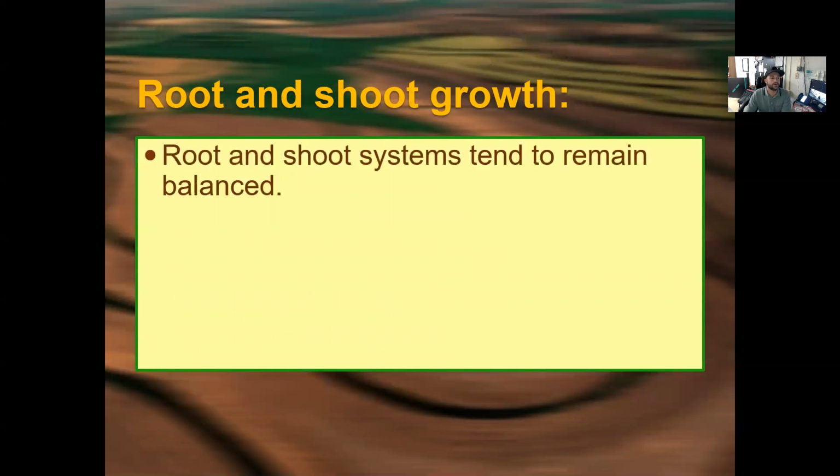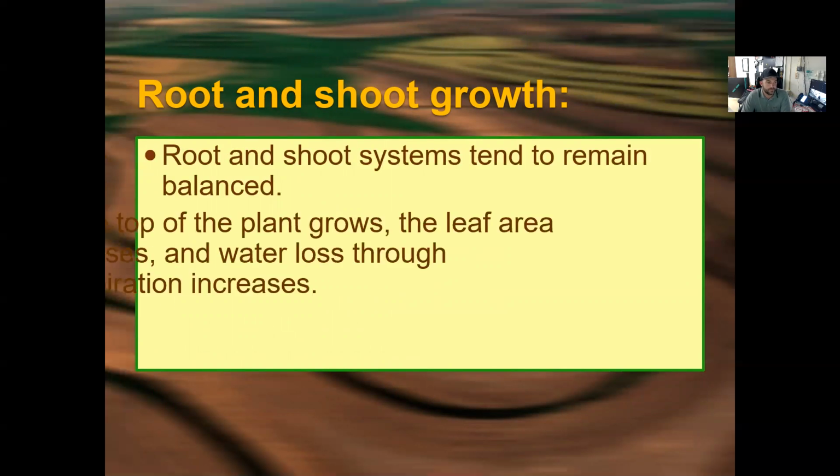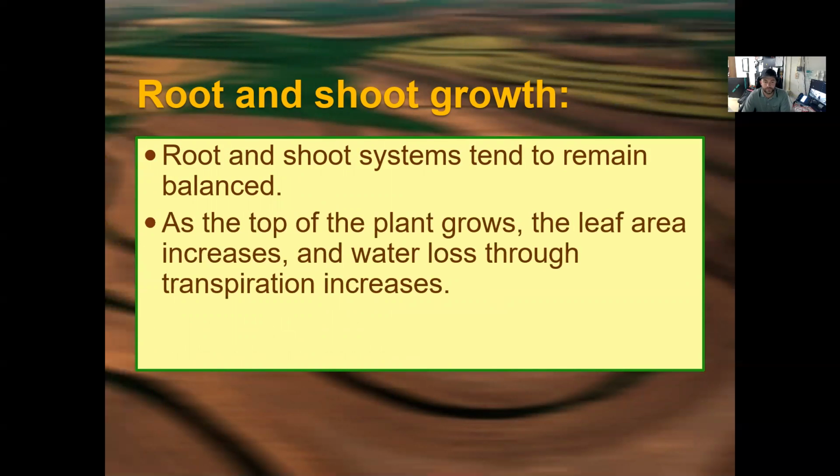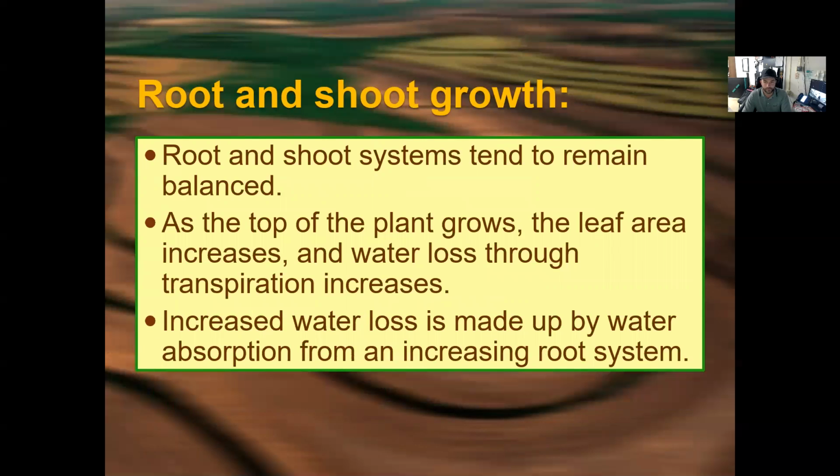Root and shoot growth. Root and shoot systems tend to remain balanced. As the top of the plant grows, the leaf area increases and water loss through transpiration increases. So the larger your plant gets, the more water is going to be going through it. Increased water loss is made up by water absorption from an increasing root system. So you might lose water through the leaves, but if you have the proper water going into the soil, it's going to be sucked up through the roots and take on the brunt of that.